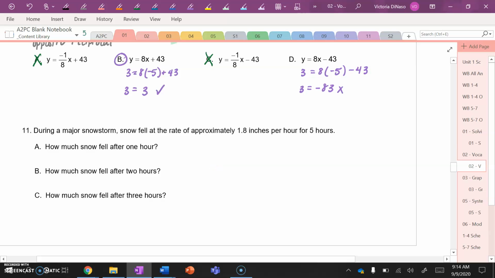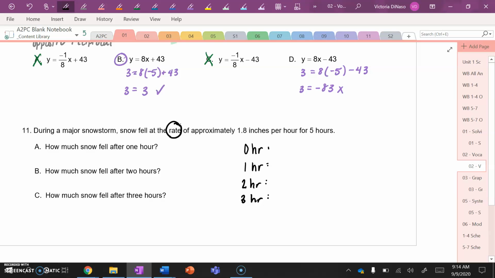For number 11, it says during a major snowstorm, the snow fell at a rate of approximately 1.8 inches per hour for 5 hours. So if we think about snow falling, let's talk about the 0 hour, and then the 1 hour, and then 2 hours, and then 3 hours, and so forth. So we know that it's snowing at a rate, so it's really important, that word rate, of approximately 1.8 inches per hour.